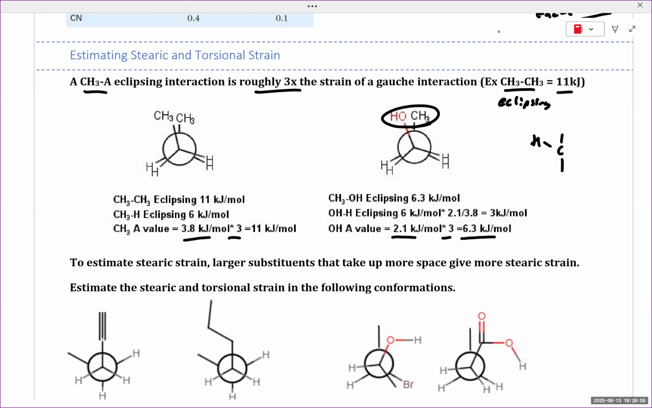Going back to how I drew the methyl group, if we compare a methyl group to a hydroxyl group, this hydroxyl group is smaller, and that makes sense why its A value is smaller, why it introduces less steric strain and less strain during eclipsing interactions. Because the hydroxyl group just can't take up as much space as a methyl group. Generally, larger substituents that take up more space give more steric strain.